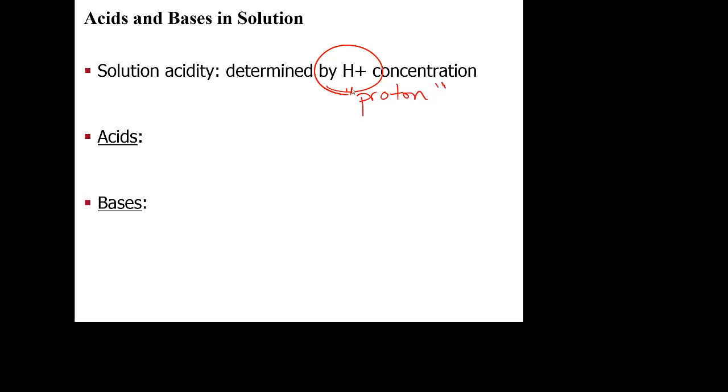Why is it also called a proton? So regular hydrogen has one proton, no neutrons, one electron, right? So if you take away its electron, what's it left with? One proton. So an H+ is also referred to as a proton.